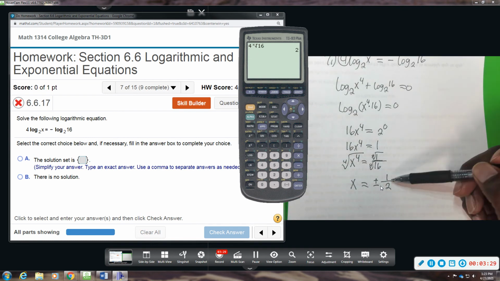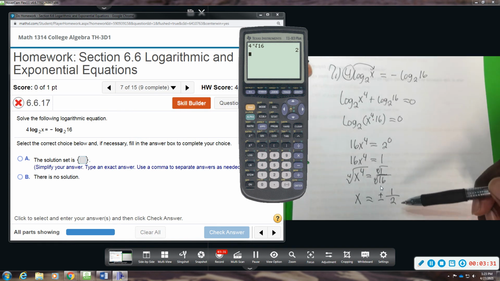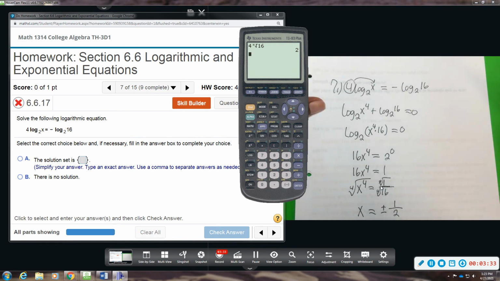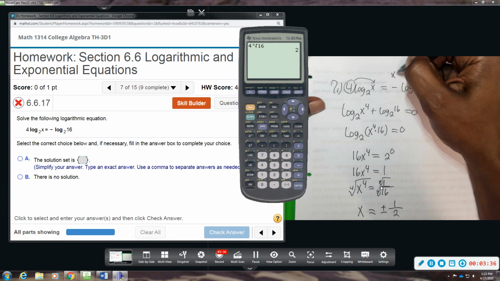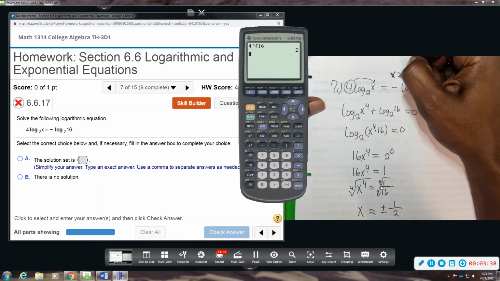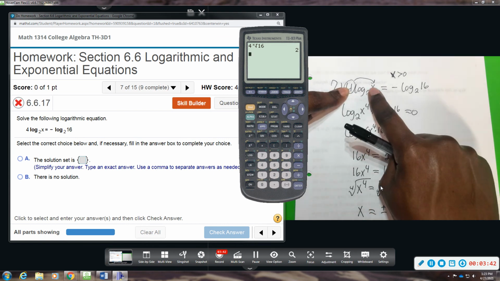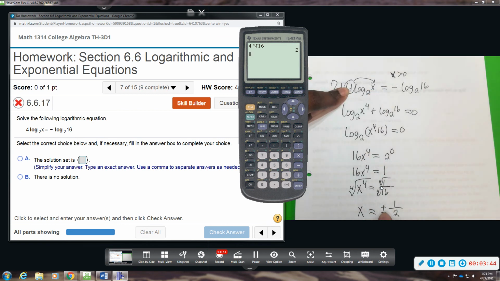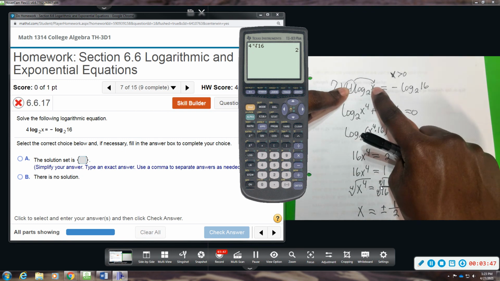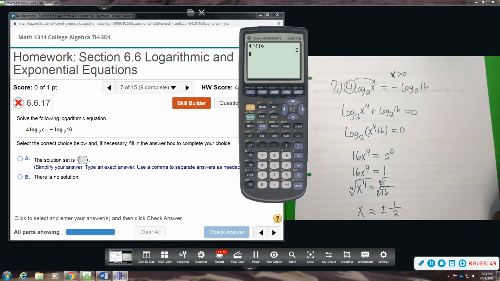You have to check and verify with logs. Our restriction is that x, whatever we're taking the log of, has to be greater than 0. Whatever we're taking the log of, if there's an expression, it has to be positive. If I were to plug in a negative 1/2, this would be a log of a negative number, and that doesn't work out. Let me show you. If I take log and I just say negative 2, it's going to tell me error. It will not do log of a negative number.